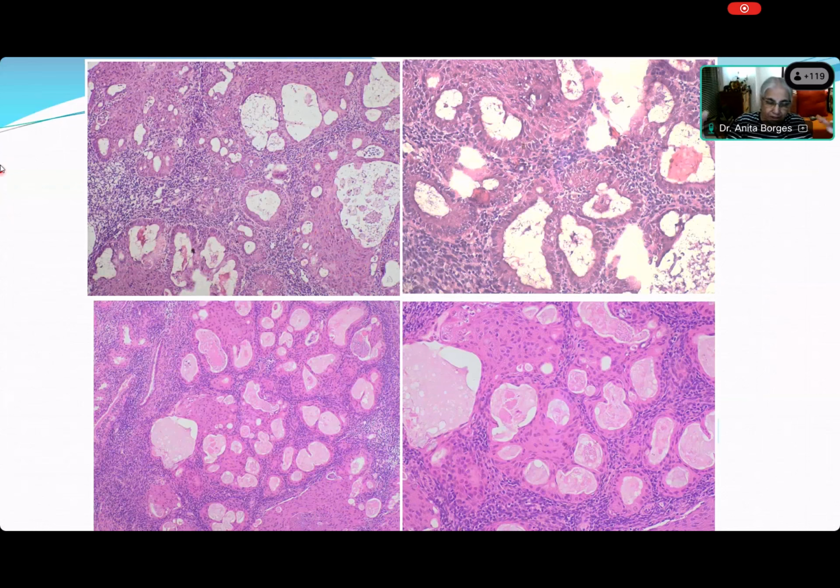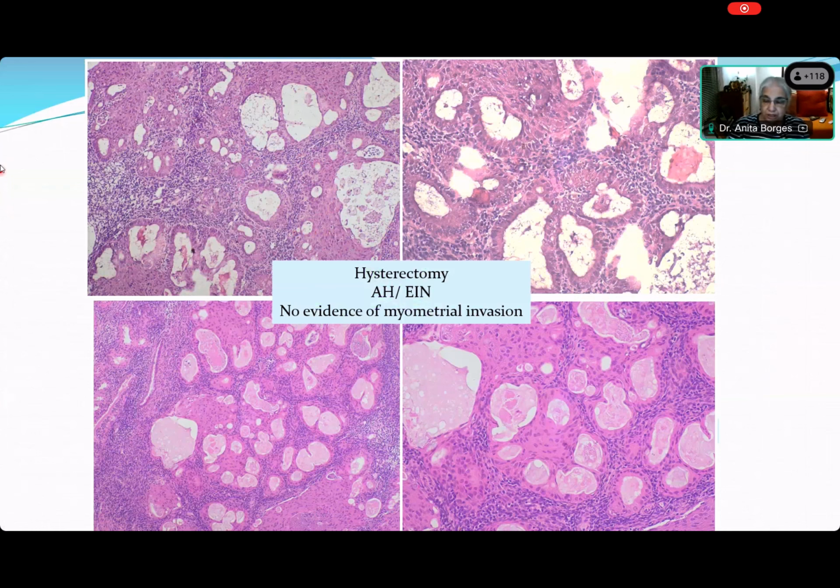In fact, it is very difficult on any curettage, because there is no myometrium unless they are giving you a trans-cervical resection, to say whether something is an EIN or a well-differentiated endometrial carcinoma. Okay. Oh, I forgot. This one had an AHEIN. It was not a thing.